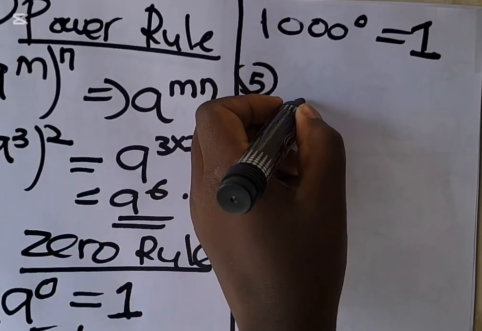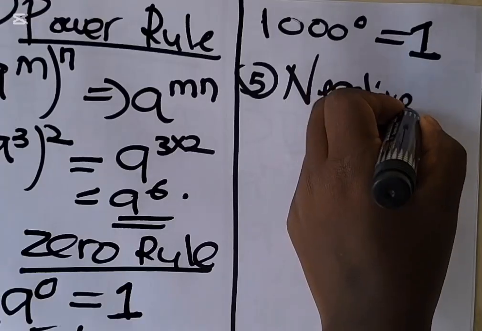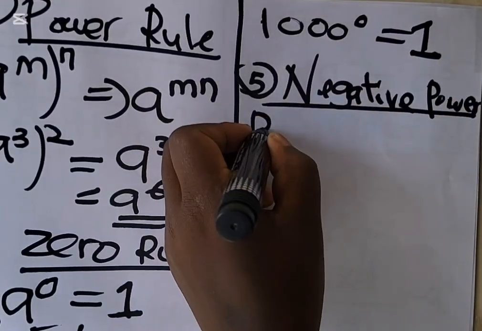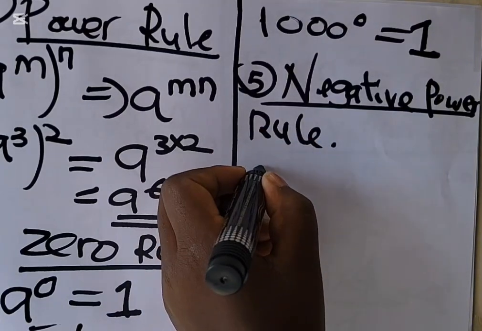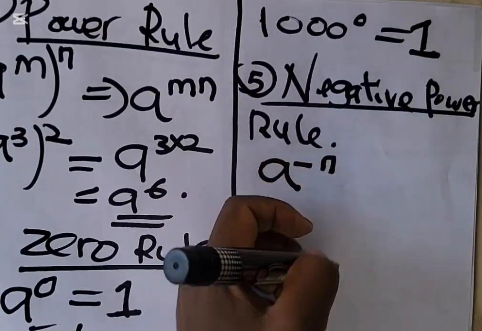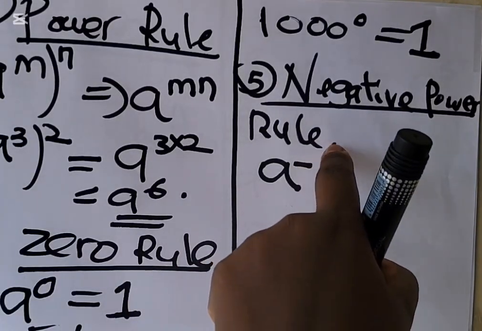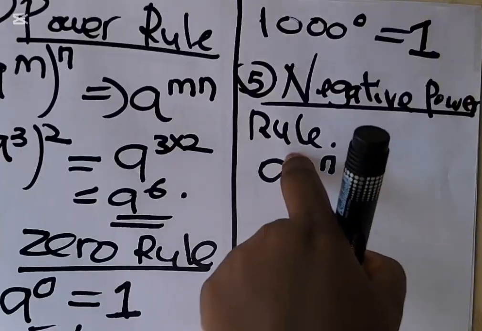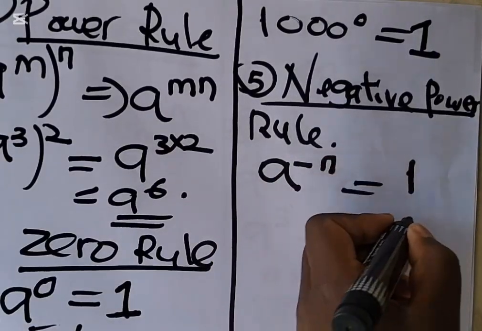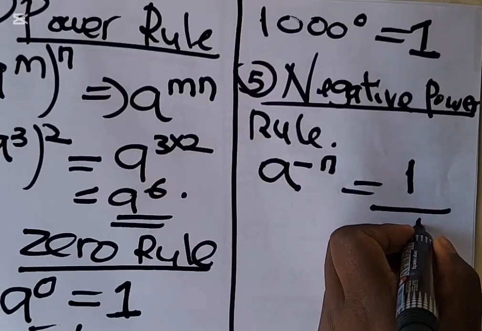The 5th rule is called the negative power rule, which is A raised to negative N. In the negative power rule, simply we say if we have a power which is negative, it is the same as writing 1, the reciprocal, over A raised to N.